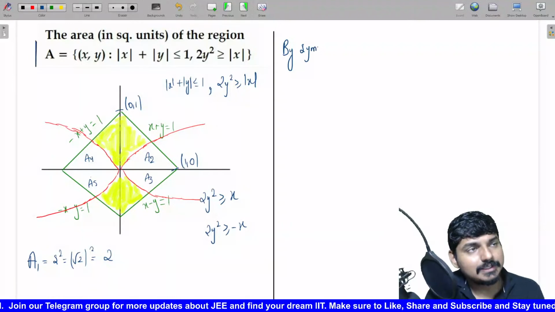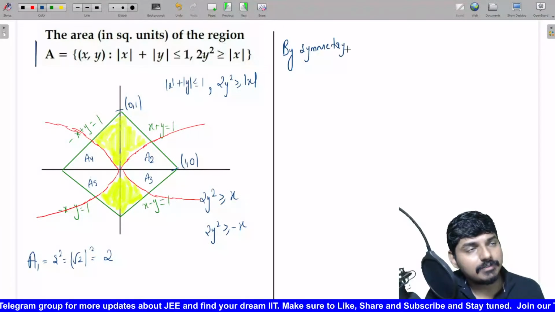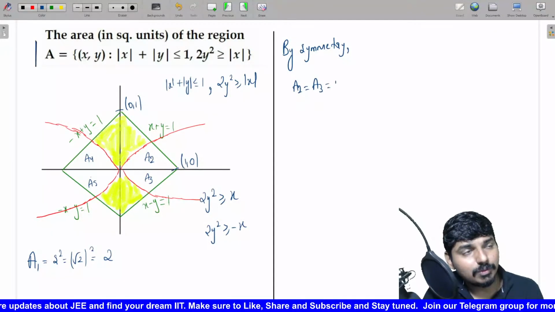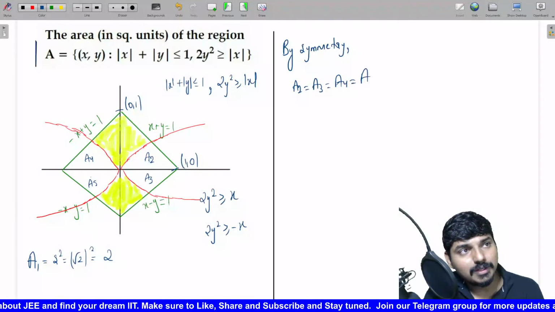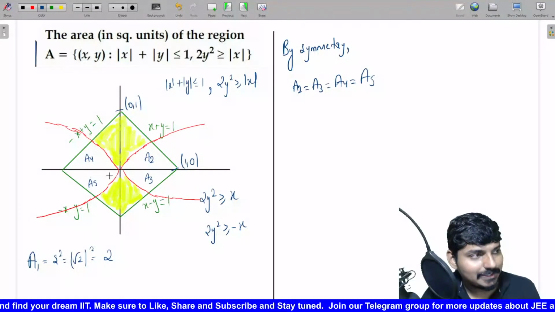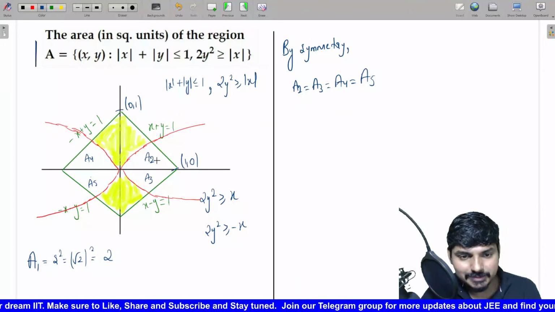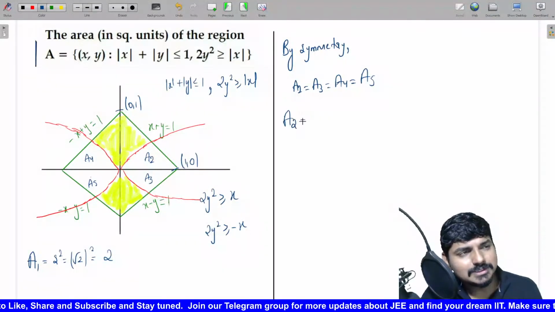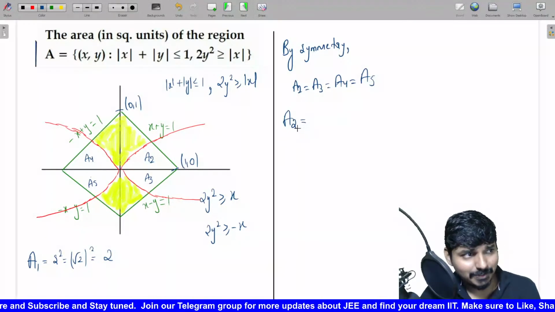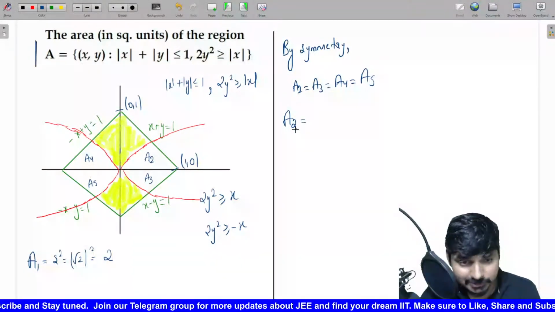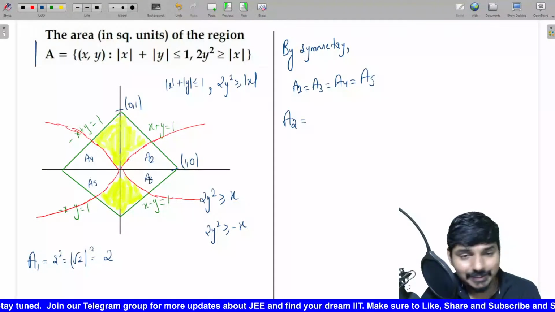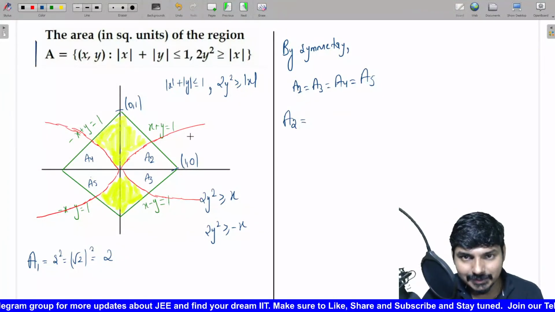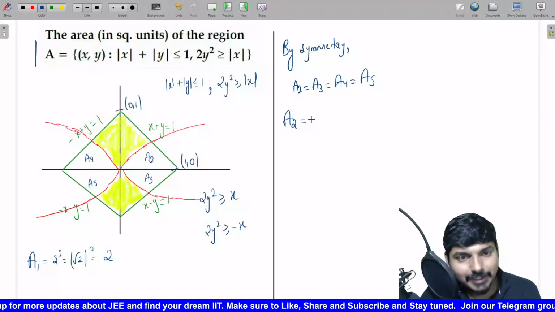By symmetry, what can we conclude, everyone? By symmetry we can definitely conclude that A2, A3, A4 and A5 all are going to have the same areas, because A2, A3, A4, A5 are symmetrical regions. So what you can do is simply find out what area A2 is going to be and multiply that with 4, so that you end up getting A2 plus A3 plus A4 plus A5. So what I can tell you guys यहाँ पे कि A2 area पहला निकालो.